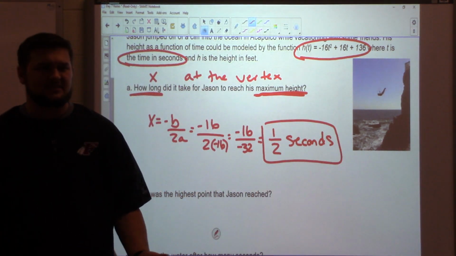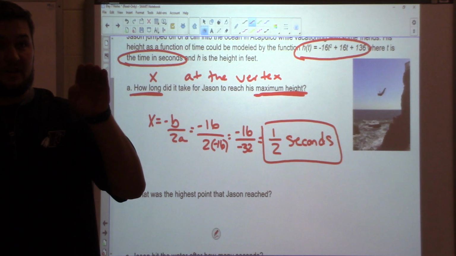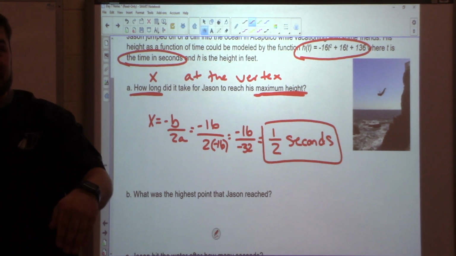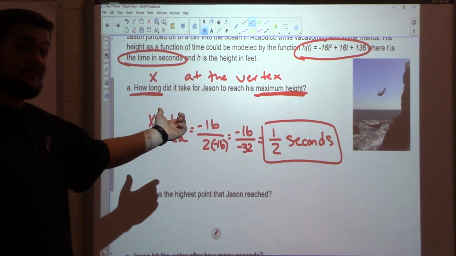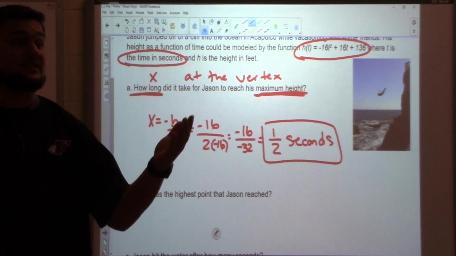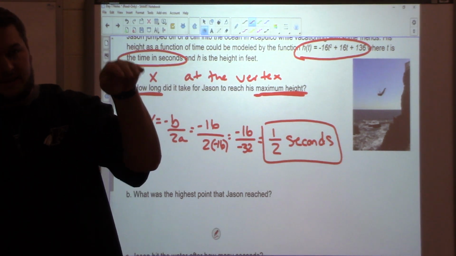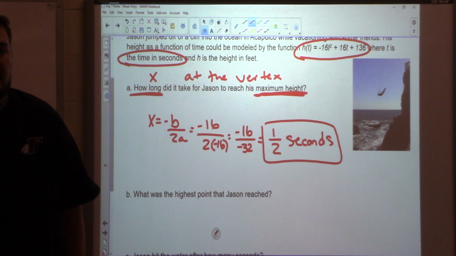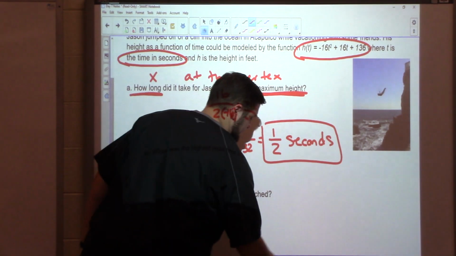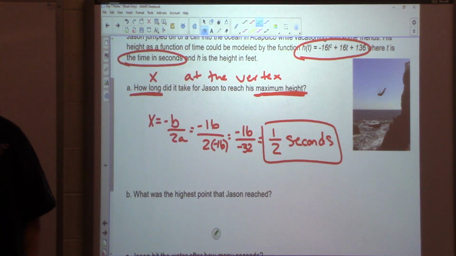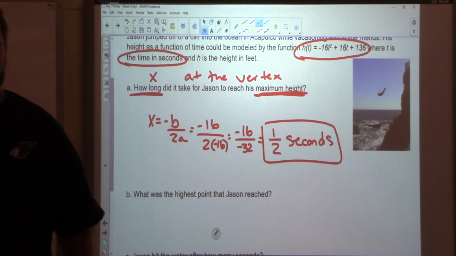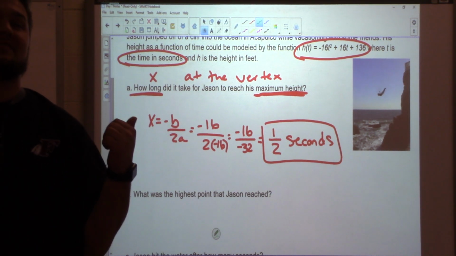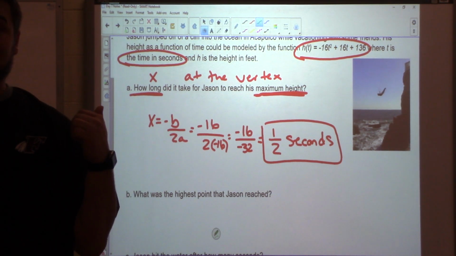Well, does that make sense? If you jump off a cliff, how long is it going to take you to start falling? Like that, half a second, right? So 1/2 seconds is how long it took him to reach that peak, and then he's going to start heading down. Would it make sense if it had said negative 1/2 seconds? No, right? We have to think through some of these too, guys. If it gives you a negative time, sometimes that's not a good idea.